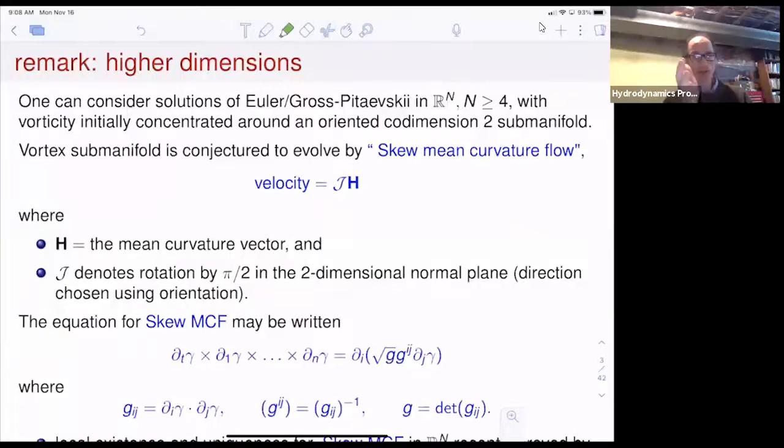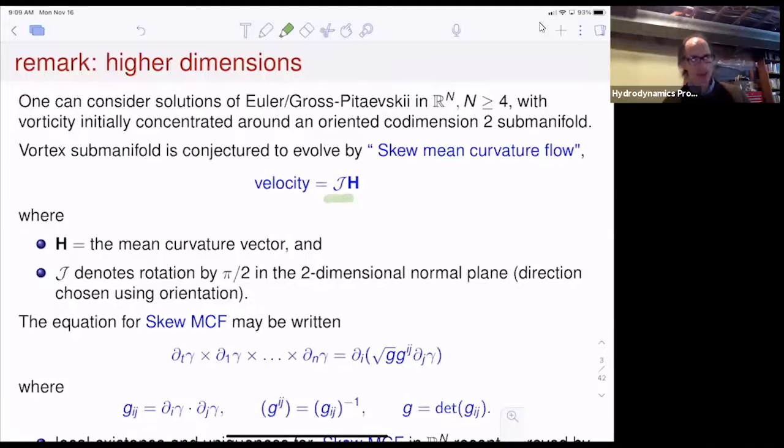If I have, say, a 2-dimensional submanifold in R4, or an n minus 2-dimensional manifold in Rn, then at every point in the manifold there's an n minus 2-dimensional tangent space and a 2-dimensional normal space. There's also a mean curvature vector, which is a vector in the 2-dimensional normal space. And if the submanifold is oriented, then I can give a consistent sense to this operator I've written, script J. This would be a rotation by pi over 2 in the normal space, in the positive direction, where positive is specified using the orientation. So the analog of binormal curvature flow says: look at the mean curvature vector, rotate by 90 degrees. We just do exactly the same thing in higher dimensions. We look at the mean curvature vector lying in the 2-dimensional normal space and rotate by 90 degrees. This is called the skew mean curvature flow.